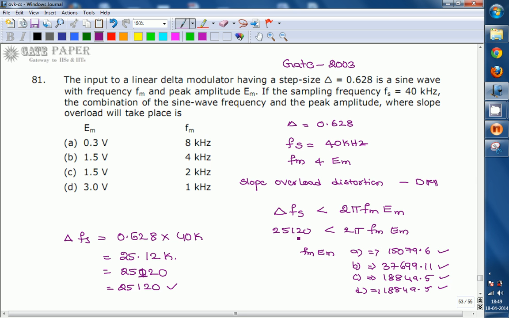Now compare with 25120. Here 25120 must be less than these values. First compare option A: 15079.6 against 25120, so this condition is not satisfied. For option B, 25120 is less than 37699.1, so this is okay. For options C and D, 25120 is greater than 18849.5, so these are not correct answers. So for option B, where 25120 is less than 37699.1, the correct option is B.